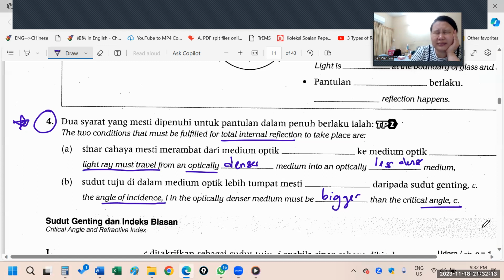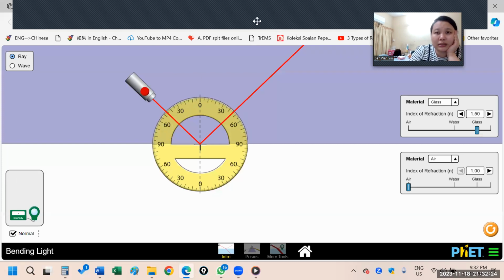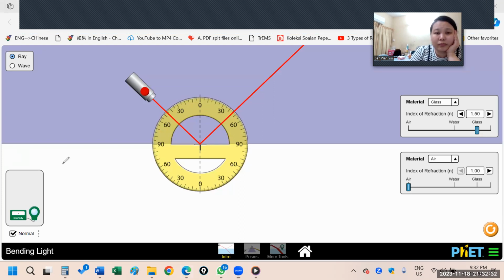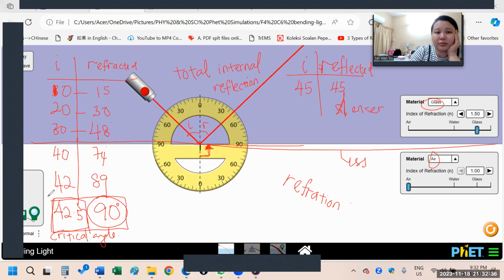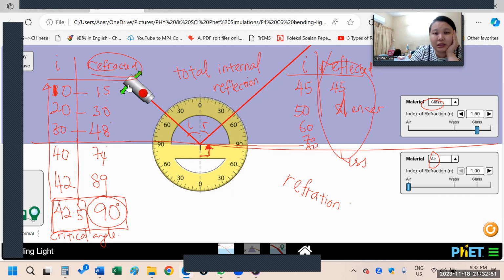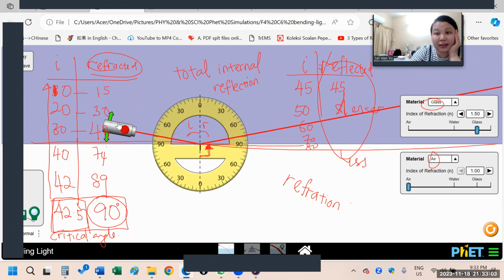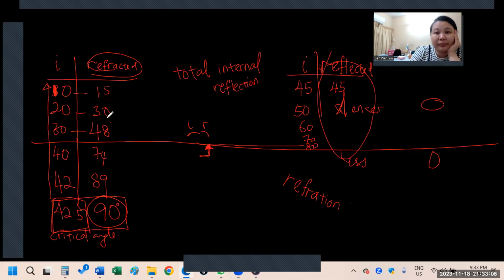than the critical angle C. So in this case, what is the critical angle? Actually, it's 42.5. So before this, only got refraction. And after, 45, 50, 60, 70, 80, all reflect back. Okay.